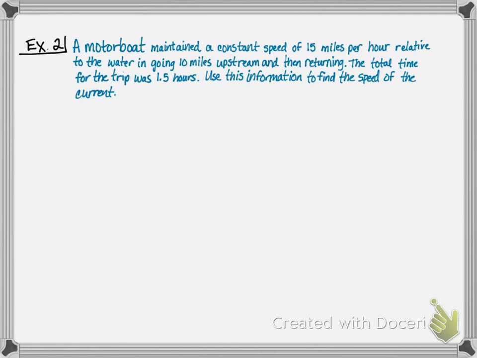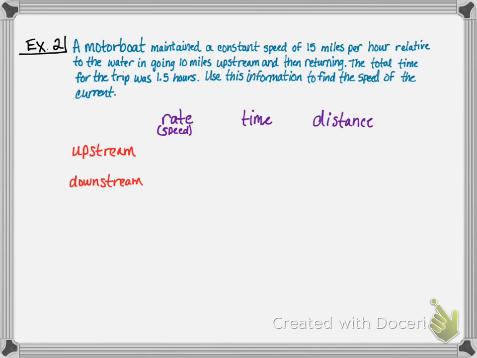Okay, again, let's organize this information in a table. So I've got the upstream journey and the downstream journey. And we need a rate, which is a speed, and then the time and then a distance. Rate times time equals distance.